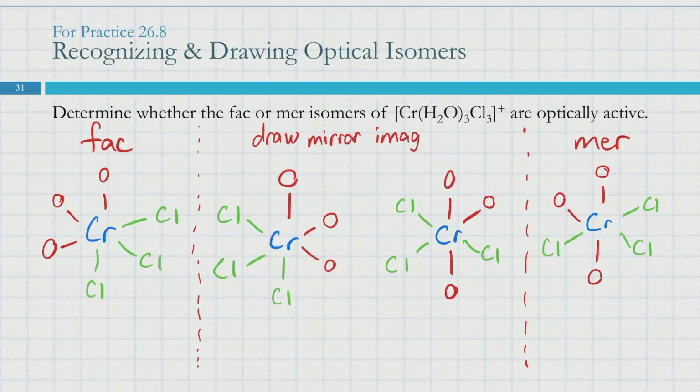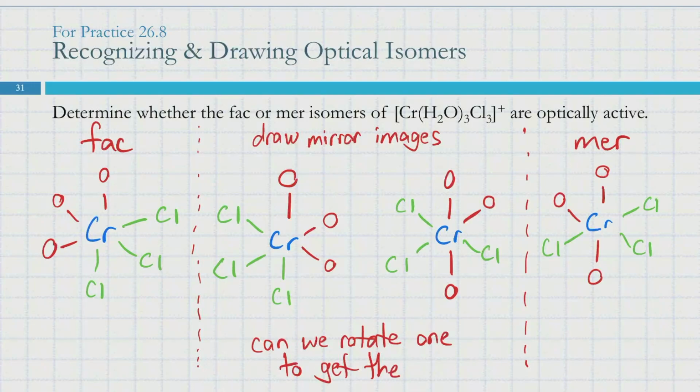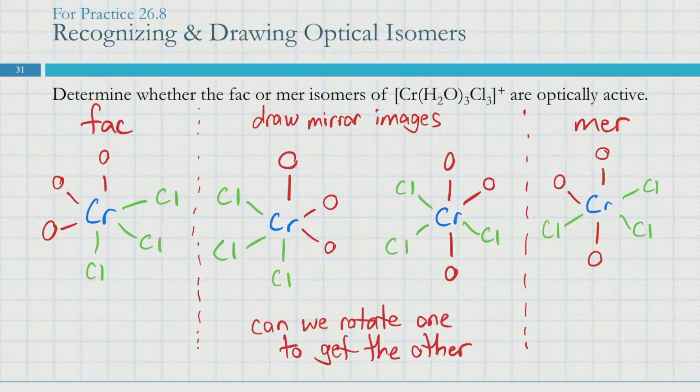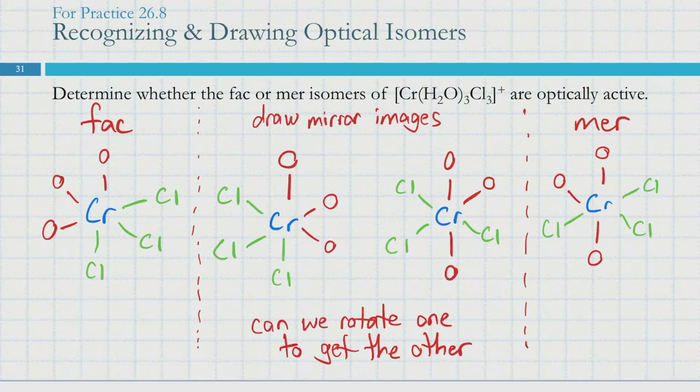So we draw our mirror images, and then we ask ourselves, can we get them to overlap? Can we rotate one to get the other? Just looking at our FAC and our MER. Not trying to get our facial ones to look like our meridional ones, because that's never going to happen. Is there a way that we can rotate this facial isomer to make it this other one?